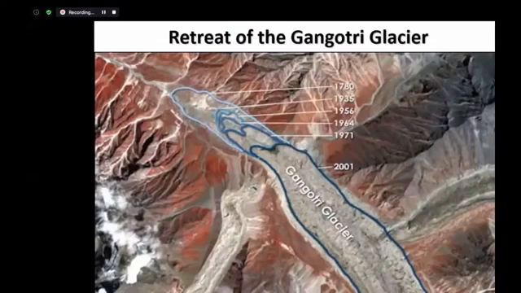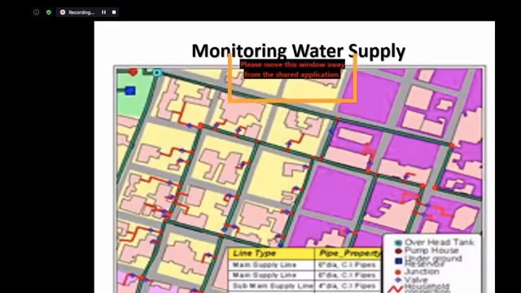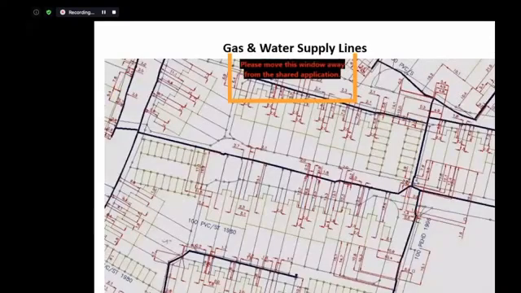Those who are interested in glacier studies can use glacial retreat. This is the condition of Gangotri Glacier, one of the most famous and important glaciers for India. This is the water supply mapping, water supply modeling for home to door, a high scale utility mapping. Again, this is a utility mapping of gas and water supply lines. I think this is from one of the studies in the UK.